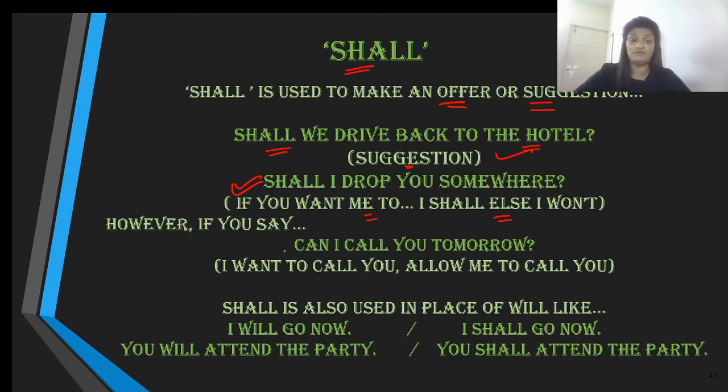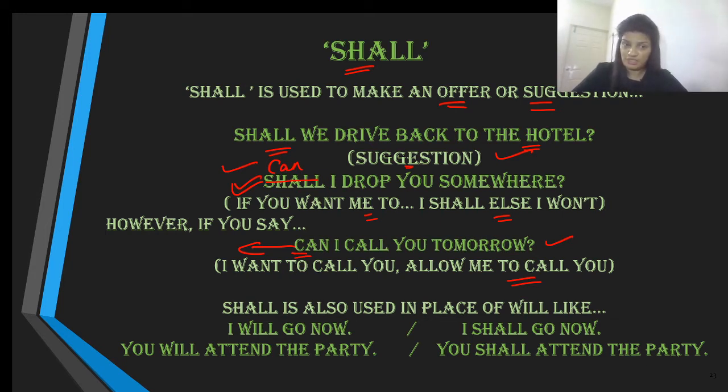And supposing you say, can I call you tomorrow? Over here, when you use the word can, I call you tomorrow, it means that I want to call you, allow me to call you. Here, you want to do it, you are willing. So when you say shall, you're not actually willing, but only if you want, I am very much happy to offer the help. But when you say can, supposing instead of shall, if you were to use can, it means that I want to drop you, please allow me to do that.